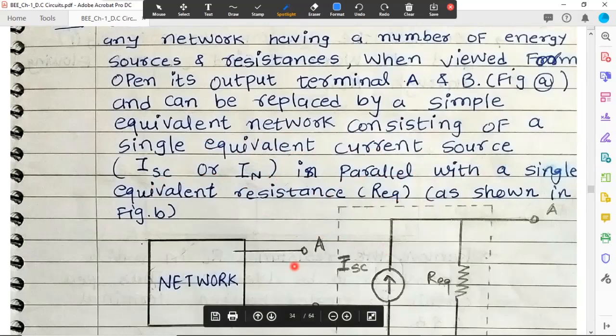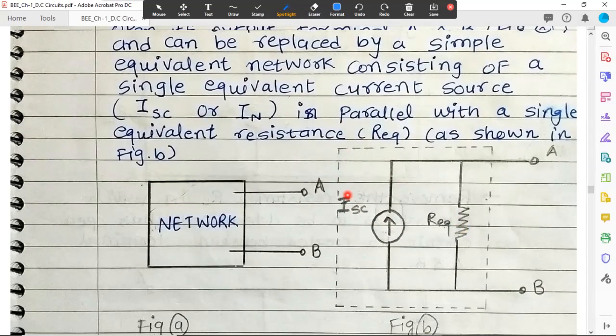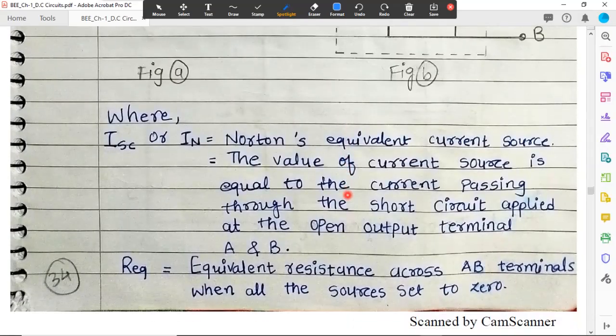Again, Norton's theorem states that this network can be replaced by a single equivalent short circuit current source ISC in parallel with the equivalent resistance R. Now we will see what is short circuit current and what is equivalent resistance. Short circuit current, or IN, stands for Norton's equivalent current source. The value of the current source is equal to the current passing through the short circuit applied at the open output terminals A and B.